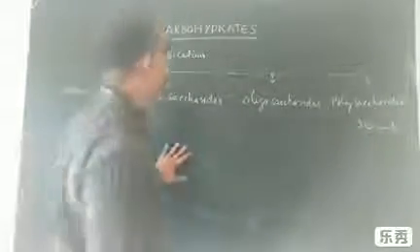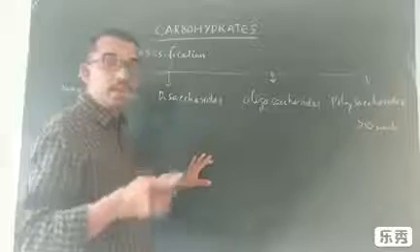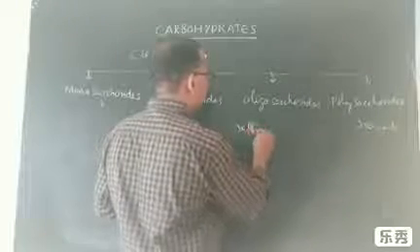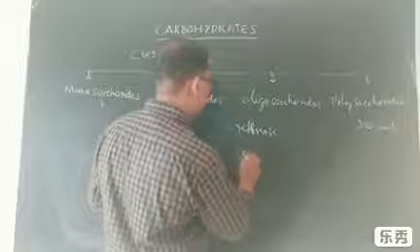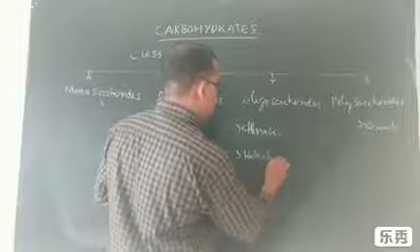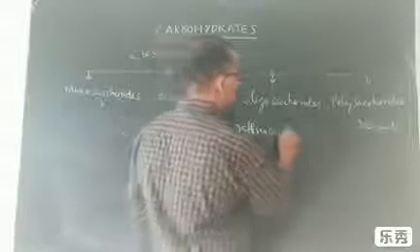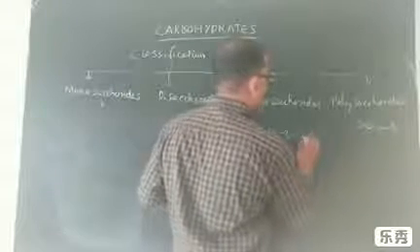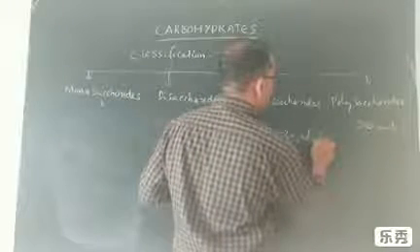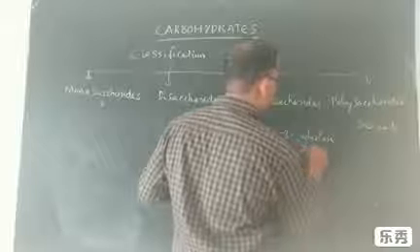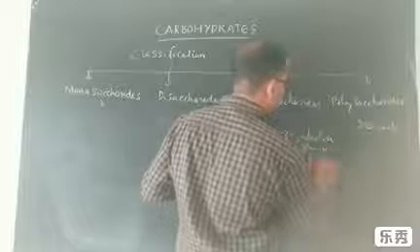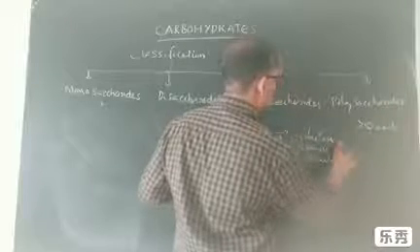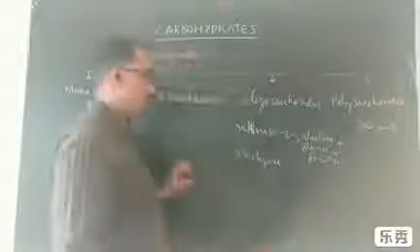Oligosaccharide means it contains 3 to 10 monomeric units. Examples are raffinose and stachyose. Raffinose contains 3 monomeric units: one galactose, one glucose, and one fructose.